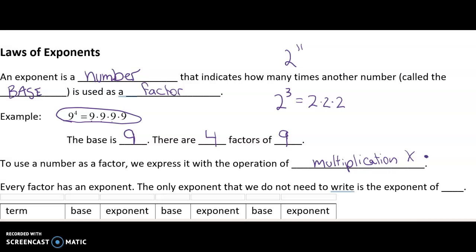Every factor has an exponent. The only exponent that we don't need to write is the exponent of 1. So if we were just to see a number like 5, that really means 5 to the 1. 5 to the 1 equals 5. We say that that 1 is understood. We don't have to write it.